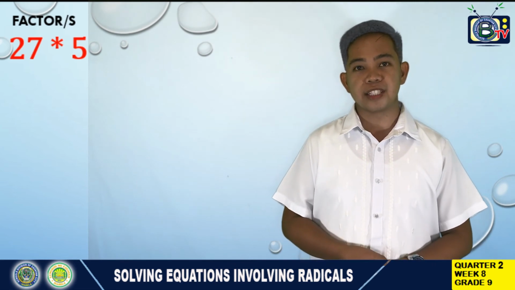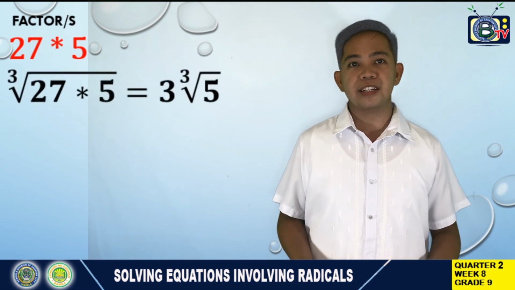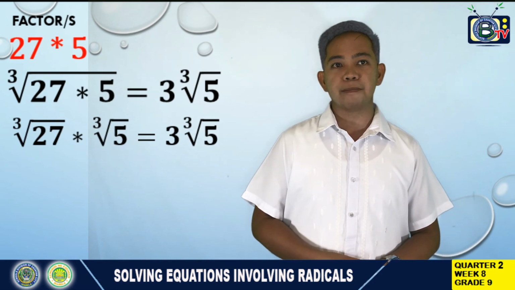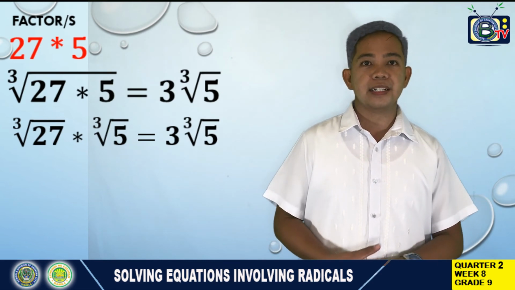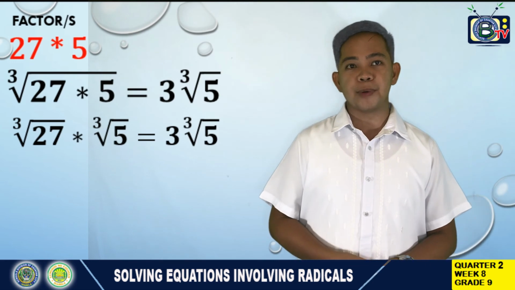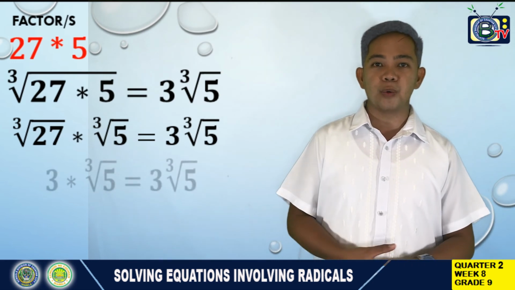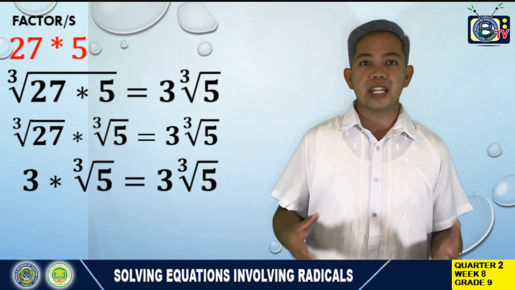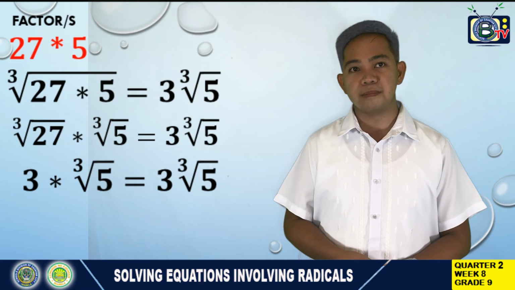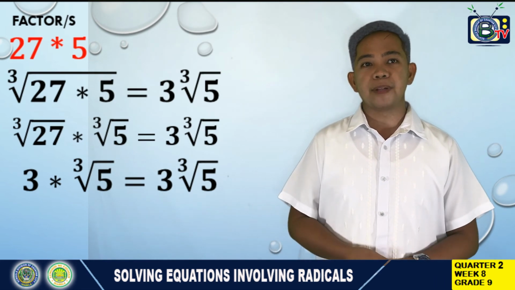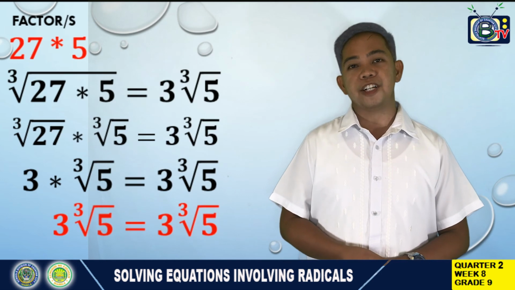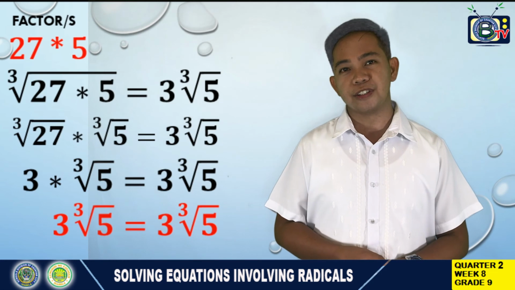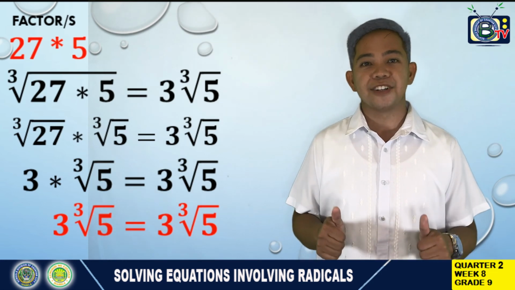The equation becomes the cube root of 27 multiplied by the cube root of 5 is equal to 3 multiplied by cube root of 5. Now, simplify cube root of 27, then it will be equal to positive 3. Now, the equation becomes 3 multiplied by cube root of 5 is equal to 3 multiplied by cube root of 5. Therefore, the computed value of x is a solution of the equation. And your answer is correct.